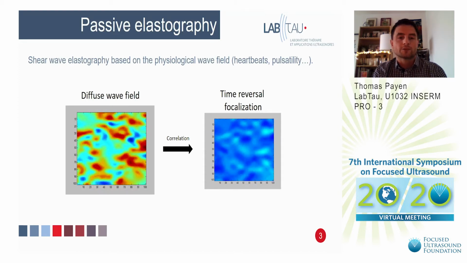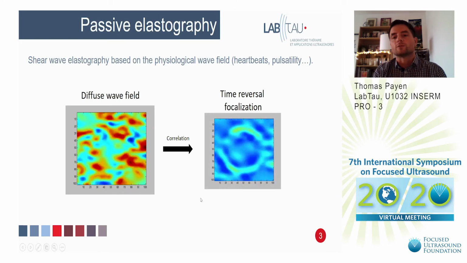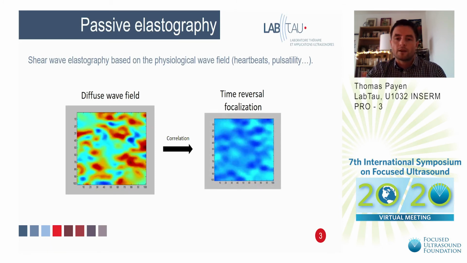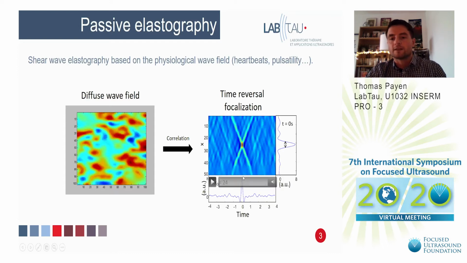We correlate the motion with the rest of the field of view, and we get this kind of time reversal experiment where the wave seems to focalize in one spot and then diverge. If we look at what it means temporally, you can see this focalizing process and then diverging. And the speed at which it focalizes gives you the shear speed, and then the size of the focal spot gives you the wavelength.